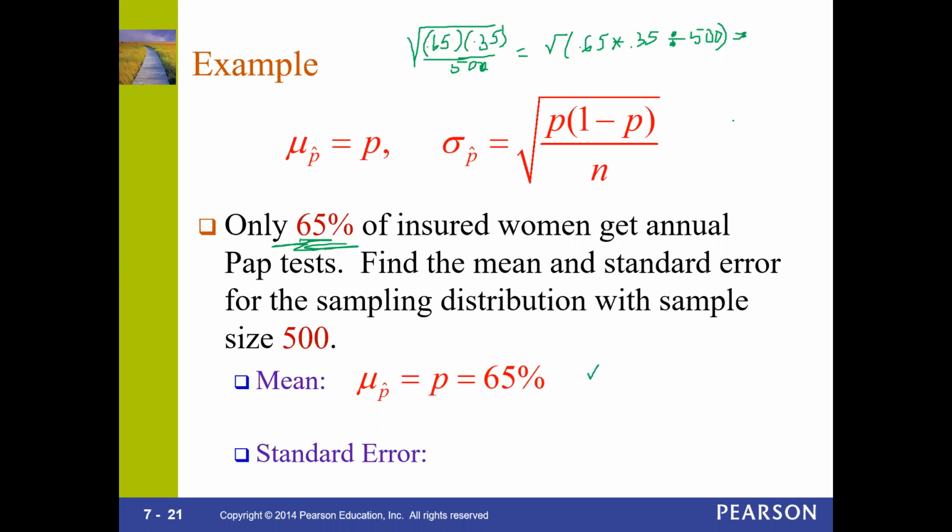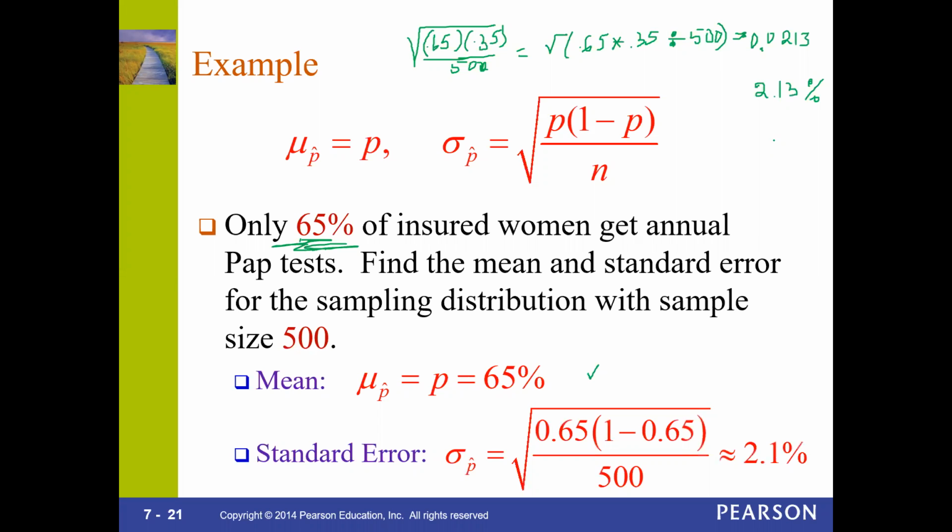We try to get the standard error. Thank you very much. That's going to give you 0.013213. Thank you very much. Okay. That's the standard error. And if you want, you can express it in percentage form. This is about 2.13% if you want to. Okay. So that's what I got right here. I can say this is 2.1% if you want one decimal place.